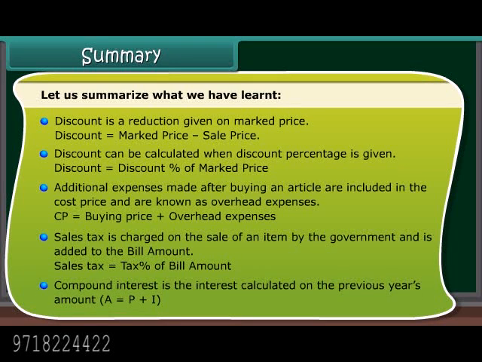Compound interest is the interest calculated on the previous year's amount, A as P plus I. Amount when interest is compounded annually.